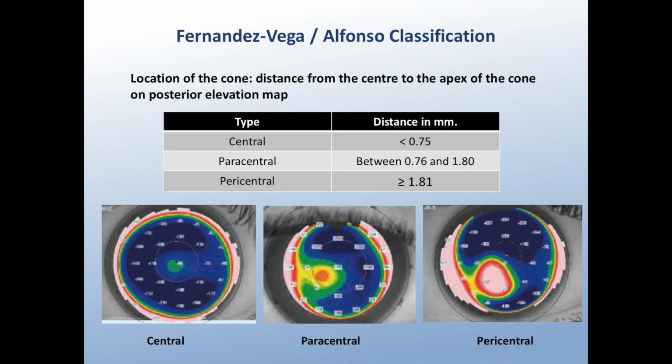The first parameter to be determined is where the cone is, measuring the distance from the center of the apex of the cone on the posterior altimetric topography. It may be in a central, paracentral, or pericentral position, depending on whether it is less than 0.75, between 0.76 and 1.80, or more than 1.81 millimeters from the center.